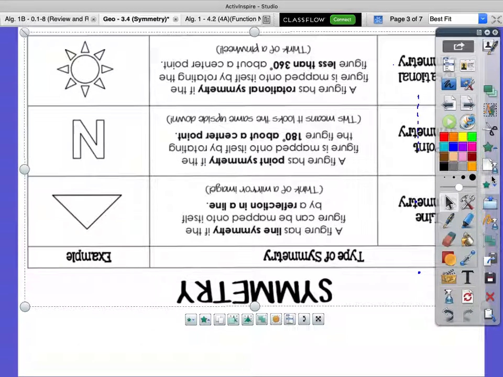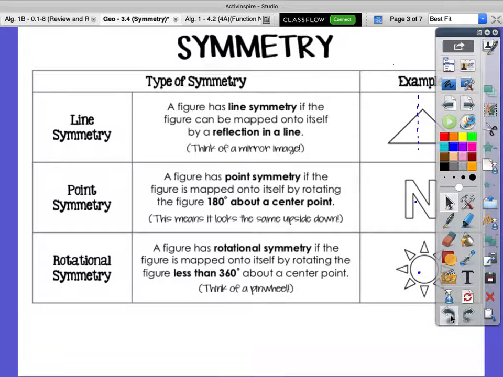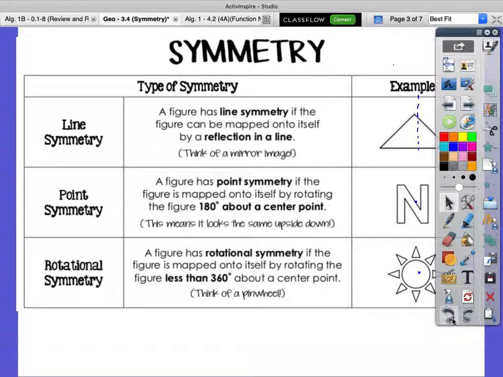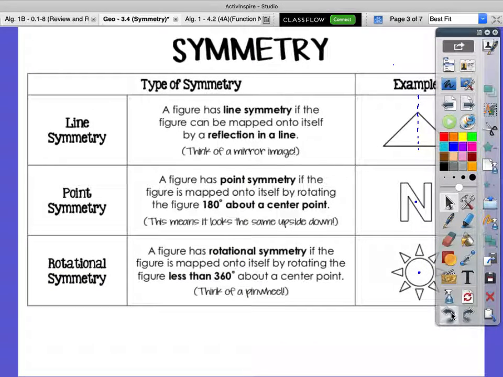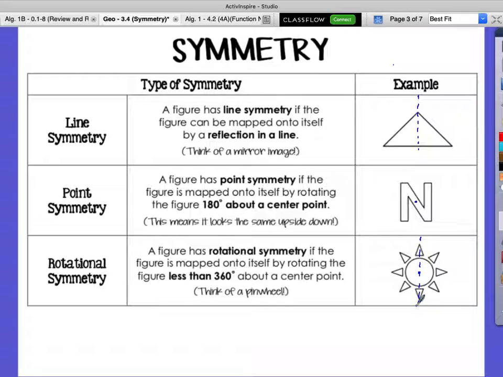And actually, let's look at this a little bit closer. Does this also have line symmetry? Yeah. So this one ends up having all three. The others only had one. This one ends up having all three. So there's times where you end up having all three.